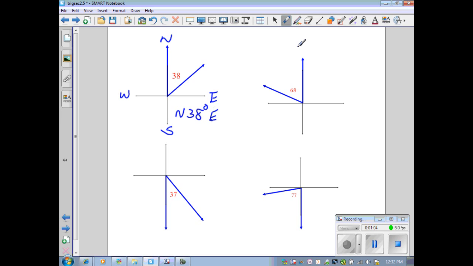Same setup, north, south, west, east. Again, my initial ray is north, 68 degrees, west. We can continue. Again, I know north, south, west, east, and here it's going to be south, 37 degrees, east. And the last example, again, south, 77 degrees, west.